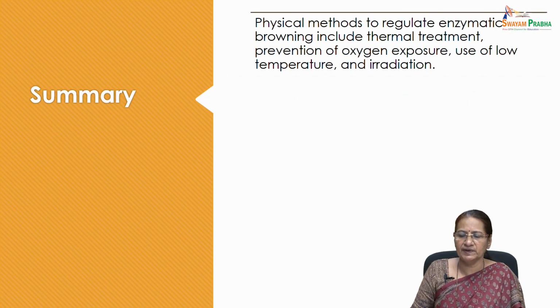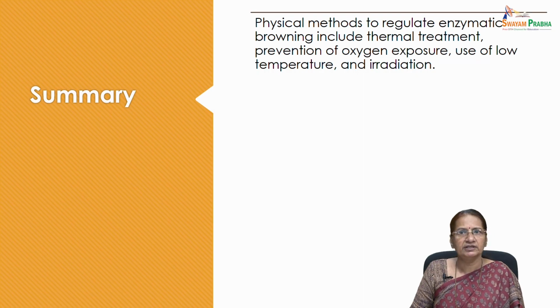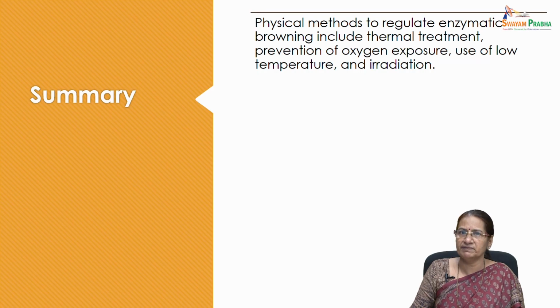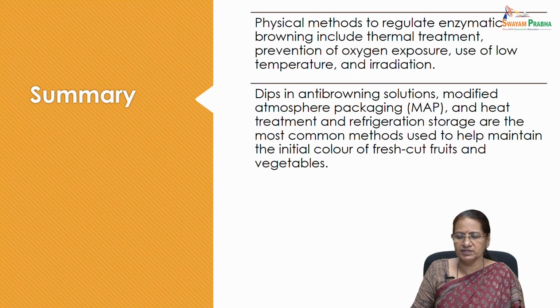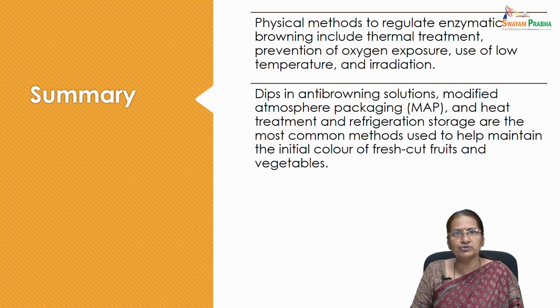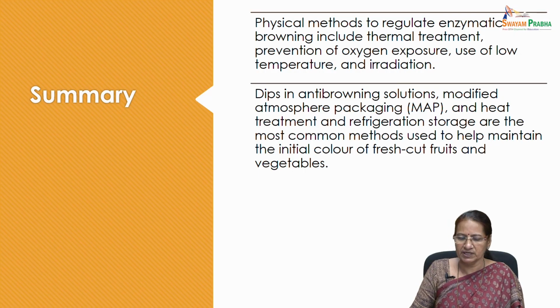Physical methods to regulate enzymatic browning include thermal treatment, prevention of oxygen exposure, use of low temperature, and irradiation. Dips in anti-browning solutions, modified atmosphere packaging, and heat treatment and refrigeration storage are the most common methods used to help maintain the initial color of fresh cut fruits and vegetables.